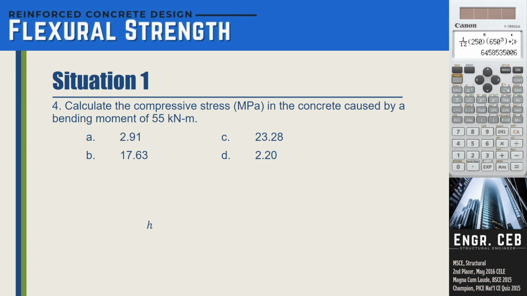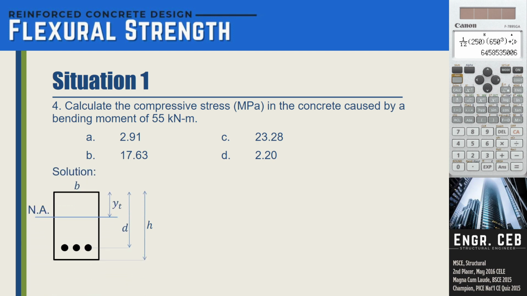Next, calculate the compressive stress in the concrete caused by a bending moment of 55 kilonewton meter. So, compressive stress in the concrete. Here's our beam. Again, we will use the formula for flexural stress, Mc over I. But this time, we are computing for the stress in the concrete. So how far from the neutral axis is the concrete fiber in compression? Of course, this is the concrete in tension, and this is the concrete in compression. The distance is y sub t from the neutral axis up to this point.